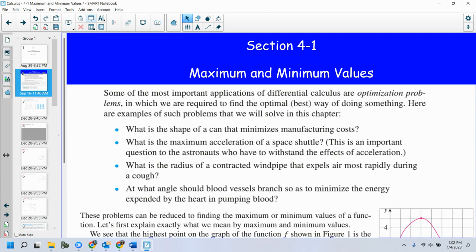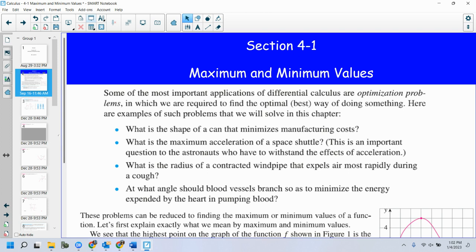Here are examples that we will solve in this chapter. We actually do an example just like this first bullet point on one of our tests. What's the shape of a can that minimizes manufacturing costs? I give you manufacturing costs set up as an equation. You have to minimize manufacturing costs to figure out the dimensions of a cylinder, basically.